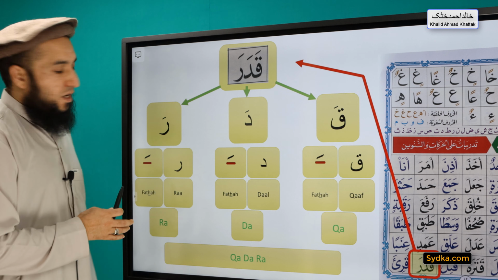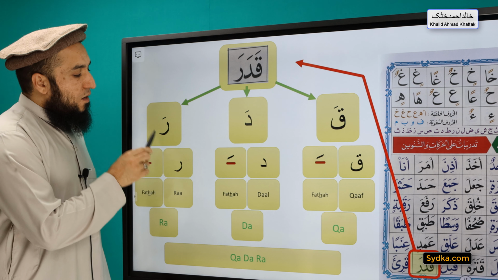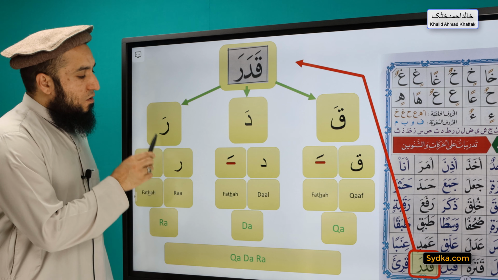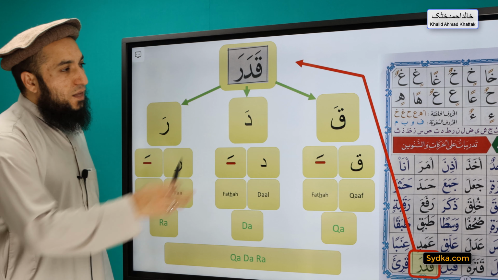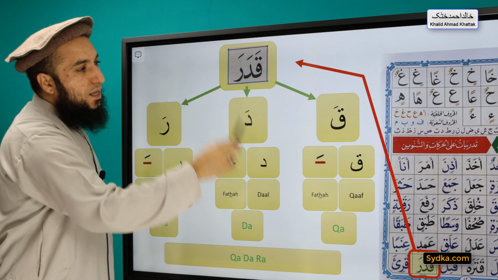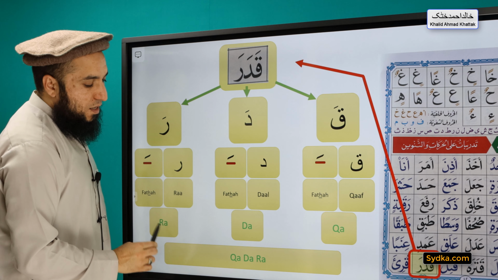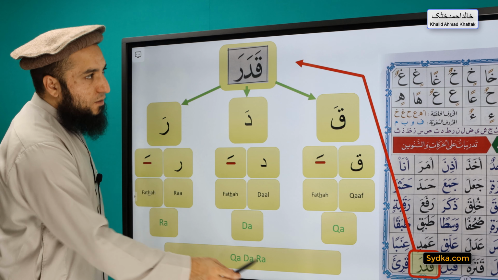The third syllable we have is ra fatha ra. Ra is not silent, and we have fatha. Ra fatha ra. And now we combine these three syllables and we have qadara.